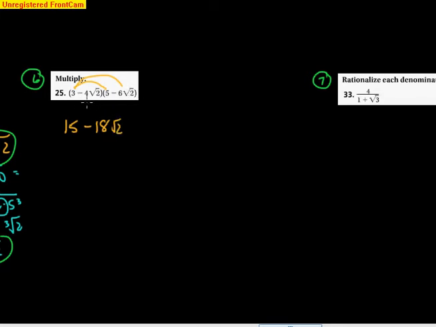And now we do the negative 4 radical 2 times 5 is negative 20 radical 2. Again, the 4 doesn't touch the radical 2. The 5 doesn't touch the radical 2. And then we do negative 4 radical 2 times negative 6 radical 2. That's positive 24. 4 and 6 is positive 24 because they're both negative. And then the 2 radical 2's make a radical 2 squared.